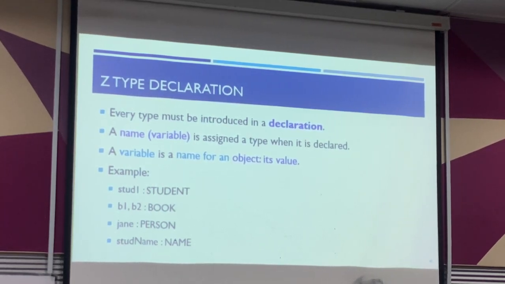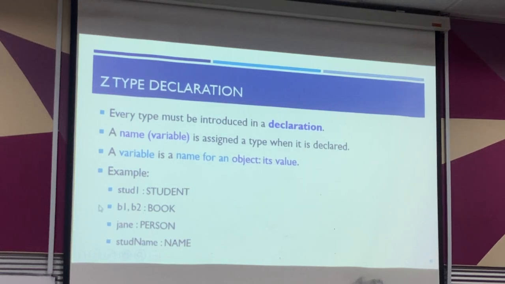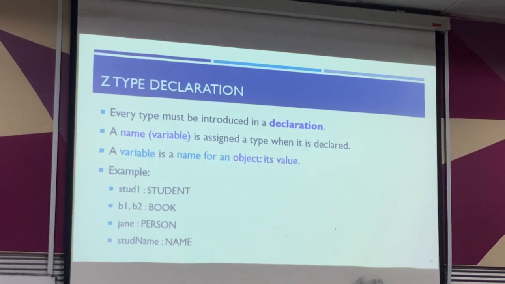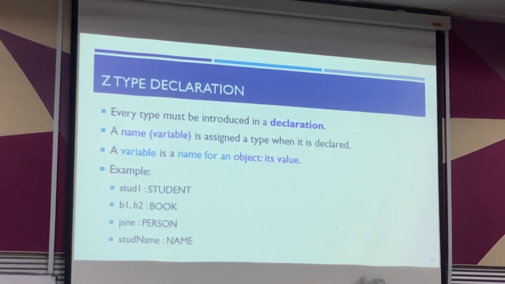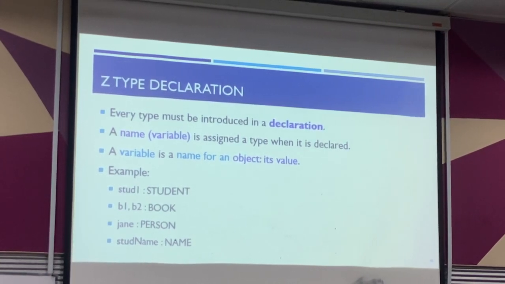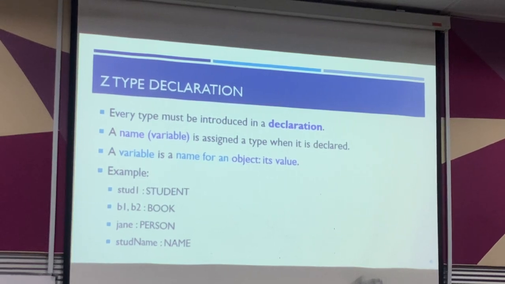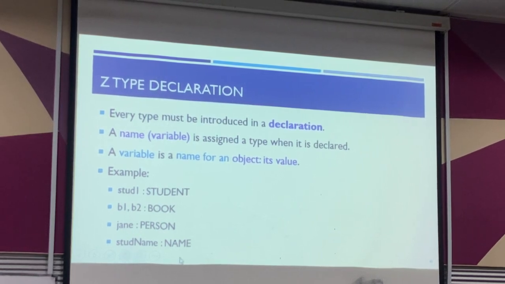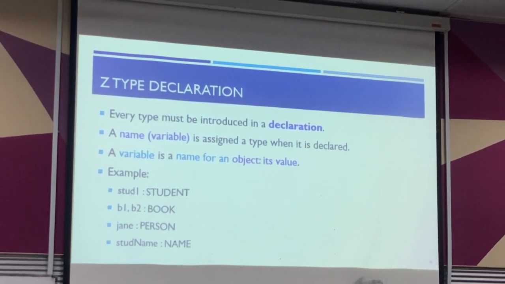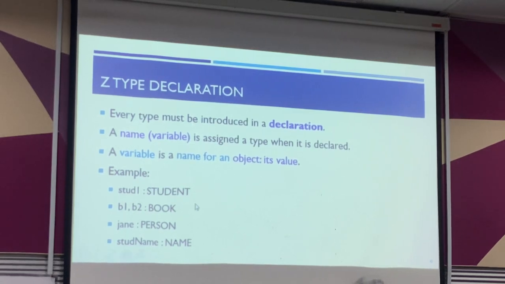This one means that I will have two books, book 1 and book 2 of type book. Book 1, book 2 of type book means one book for book 1, one book for book 2, of type book. One only, single. I have a student name of type name. So the way to declare your variable is you must have a colon in between.